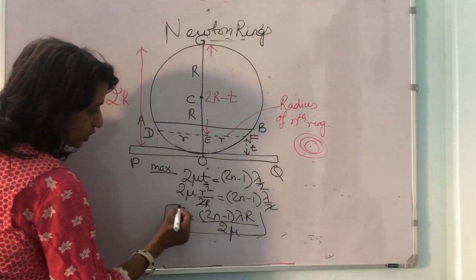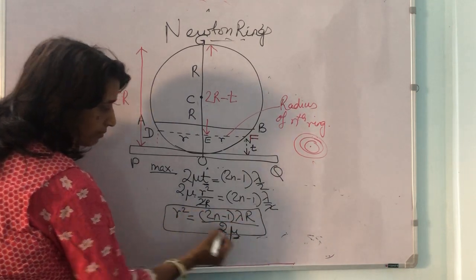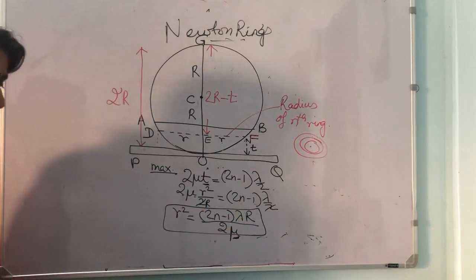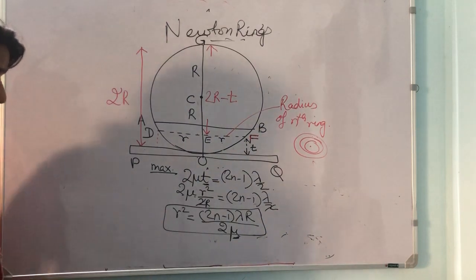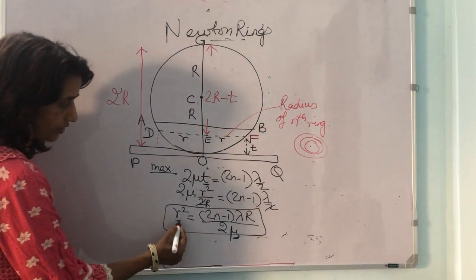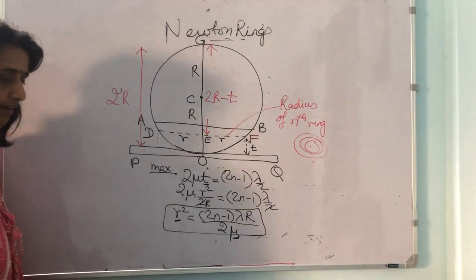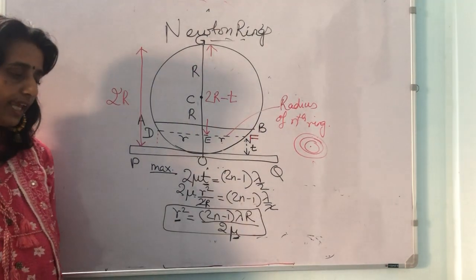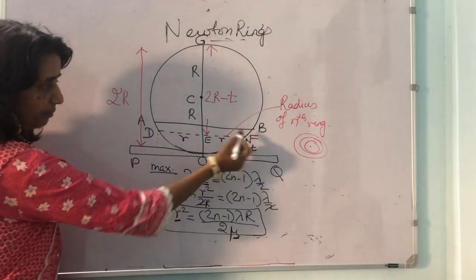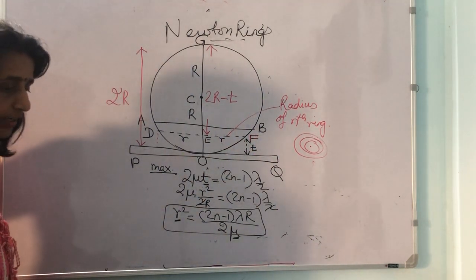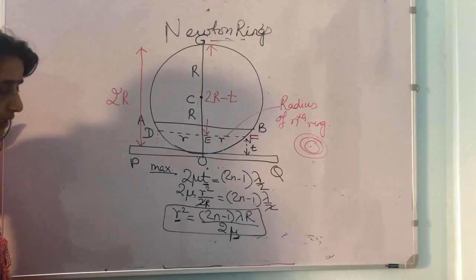Now this is r square for a medium of refractive index mu. You can even find the value of the diameter here. See, this radius is half of the diameter. So the nth ring, if it is passing through point F of this film here, and r should be the radius of the nth bright ring.